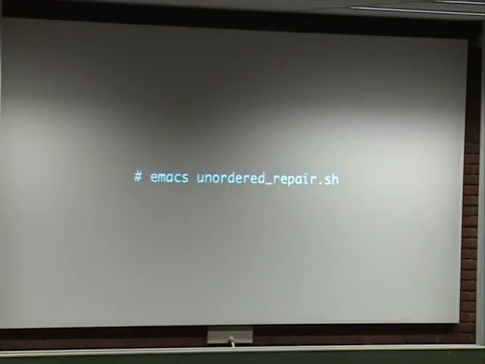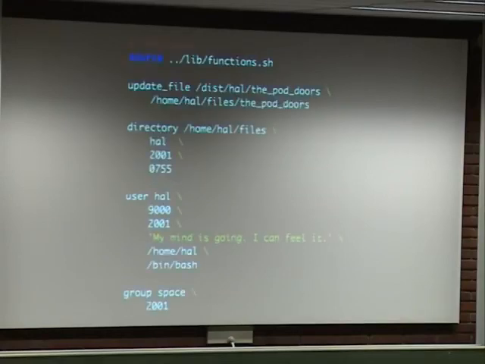What happens if we do this in the wrong order? Huh? So we're going to do unordered repair. How? So I'm going to do this the exact wrong way. Okay? I'm going to first try to update a file and put it in a directory that doesn't exist yet. Okay? I'm going to create the directory and give it an owner and permissions of a user that doesn't exist yet. Okay? And then I'm going to make a group, and I guess that'll work. So let's run it, see what happens.